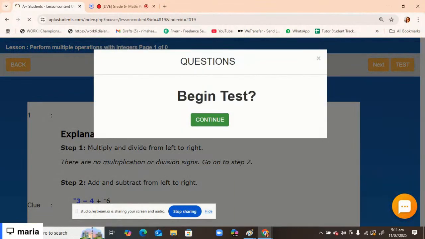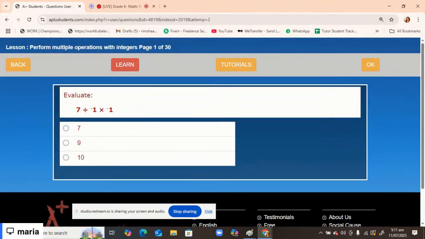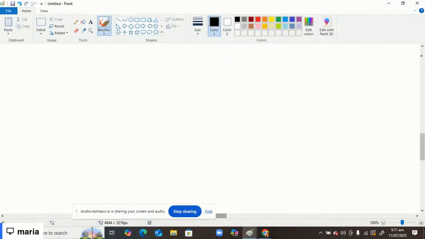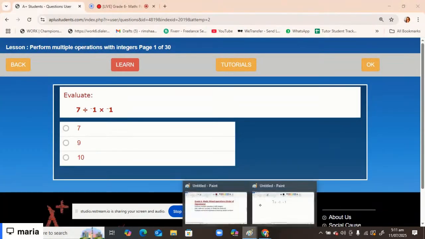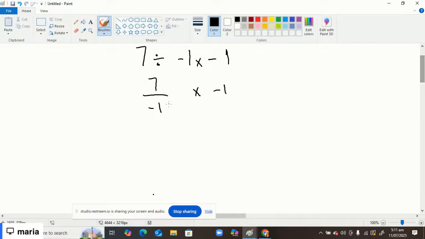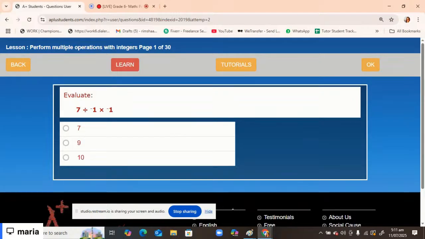Now let's do some test questions. 7 divided by minus 1 times minus 1. So first of all, 7 divided by minus 1, then times minus 1. Okay. So first of all, 7 divided by minus 1 times minus 1 as it is. Now this becomes minus 7 times minus 1. 7 times 1 is 7. Negative negative becomes plus. So here is plus 7.